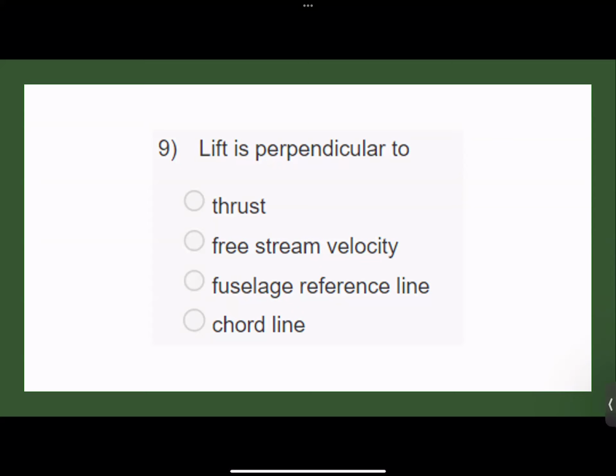If this is my airfoil and this is my chord line, and then you have an angle of attack. Angle of attack is with respect to the free stream, so alpha. And then you have your lift and drag generated perpendicular and parallel to your free stream velocity.